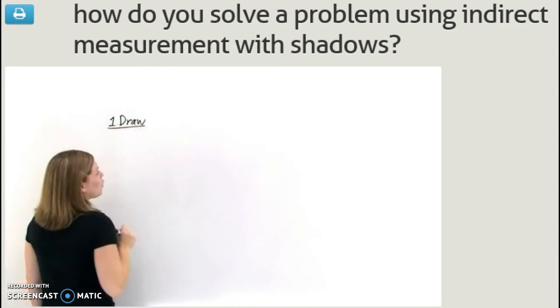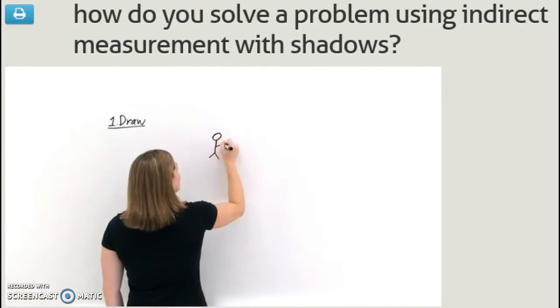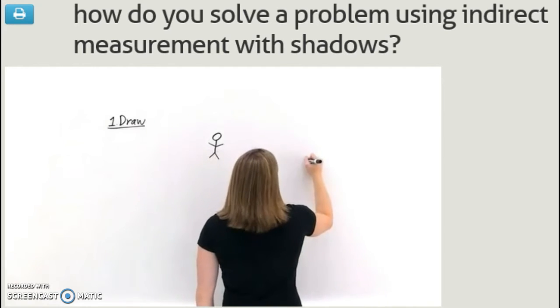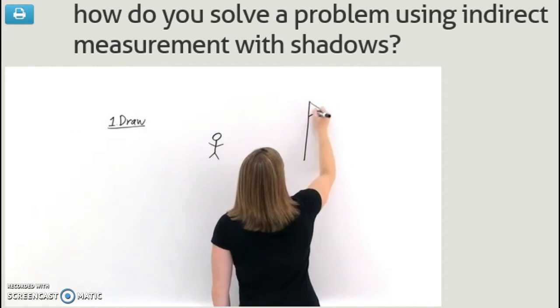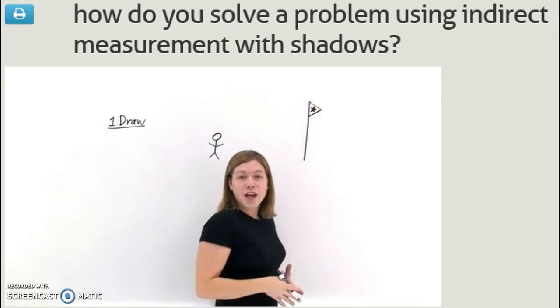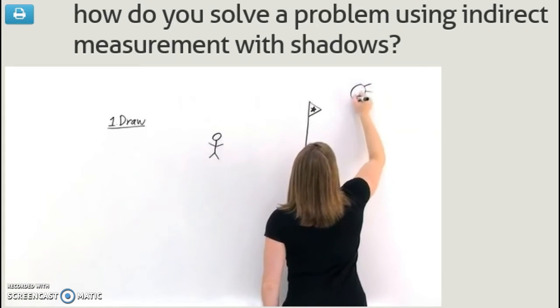So in step 1, let's draw a picture. Well, we know that we need to have us in this picture. So here's a picture of us. Then we also need a flagpole. So we have a flagpole. Now the sun is casting a shadow on both the flagpole and us. So of course, we need to have a sun in this picture.